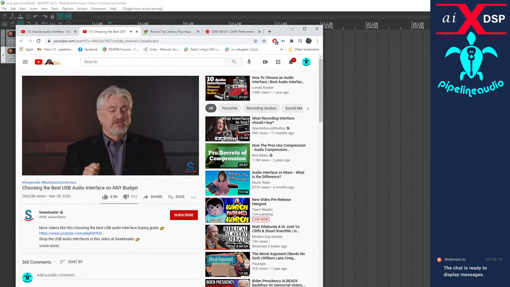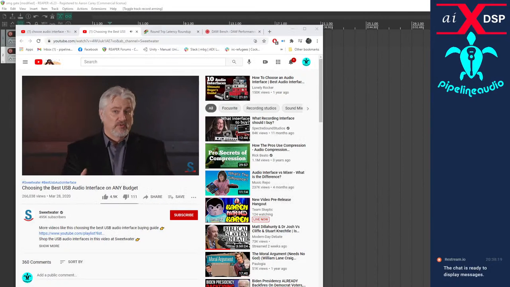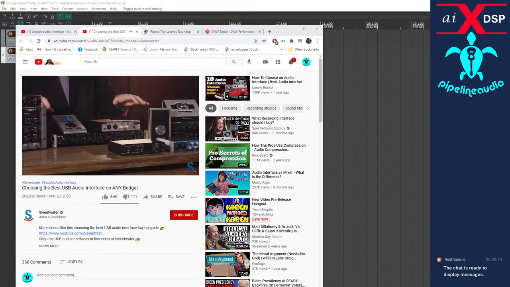Next up, ensure that you have the proper connection format. There are actually several types of USB in use today, USB 2, USB 3, USB-C, and many interfaces will support more than one of those or be backward compatible with different versions of USB, but just make sure that the interface you choose will again work with your platform.